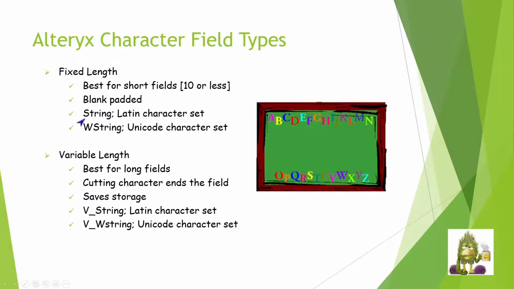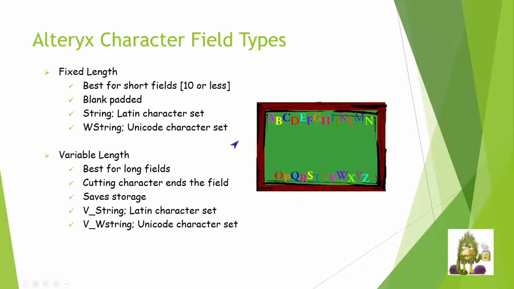There are 2 different field types inside of Alteryx for fixed length data. You have string, which is the Latin character set, your typical alphabet and numbers and special characters. You also have W string, which is your Unicode character set, which includes additional characters such as foreign language specific characters.